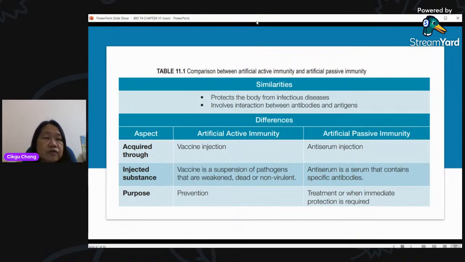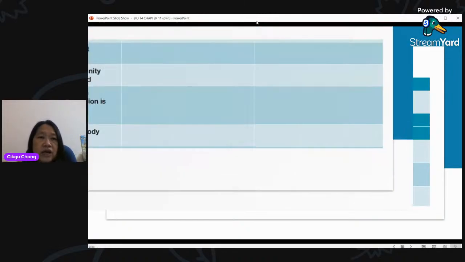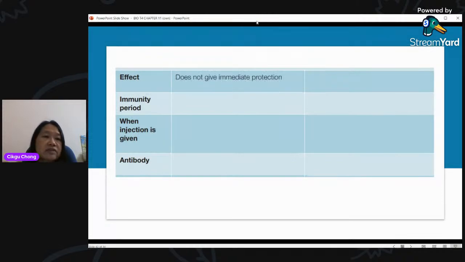But bear in mind, if you stay there for a longer time, you have to be continuously getting this anti-serum because they do not last long. Probably a few weeks, at most 1 month or so. Then next, effect. How is the effect?